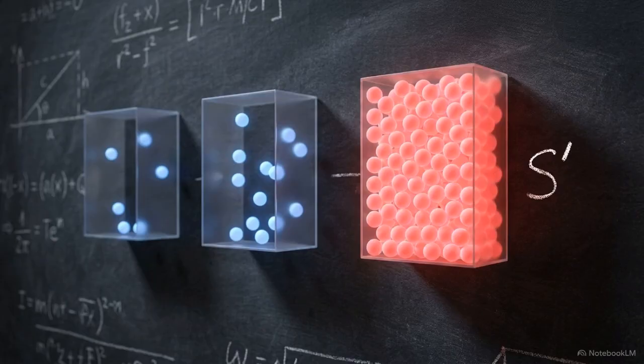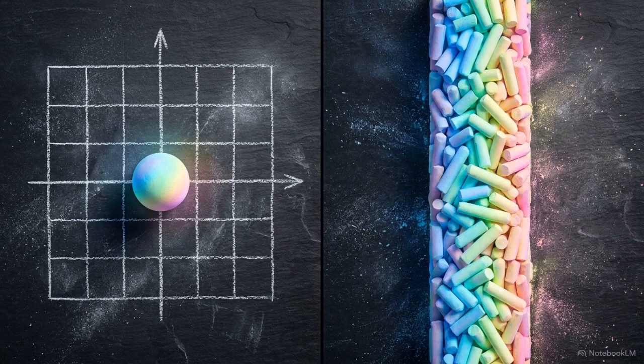By collecting every limit point of a set into its own group, we create a new structure, the derived set, or S'. Mapping the derived set allows us to distinguish between sets that are made of isolated points and those that form a continuous density.